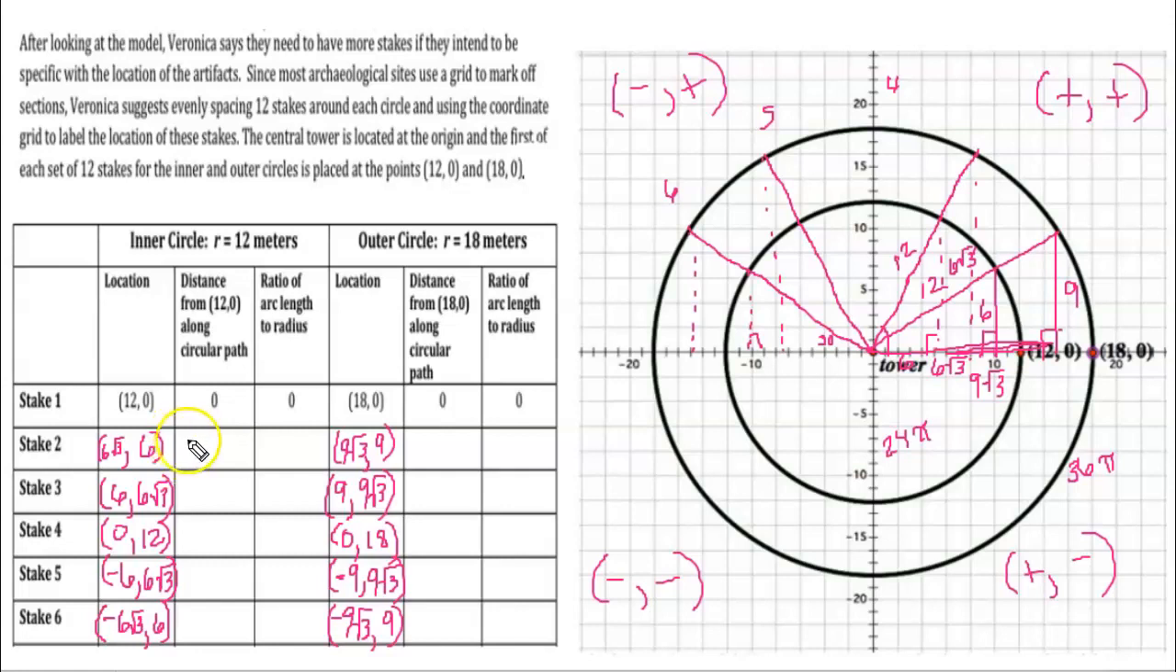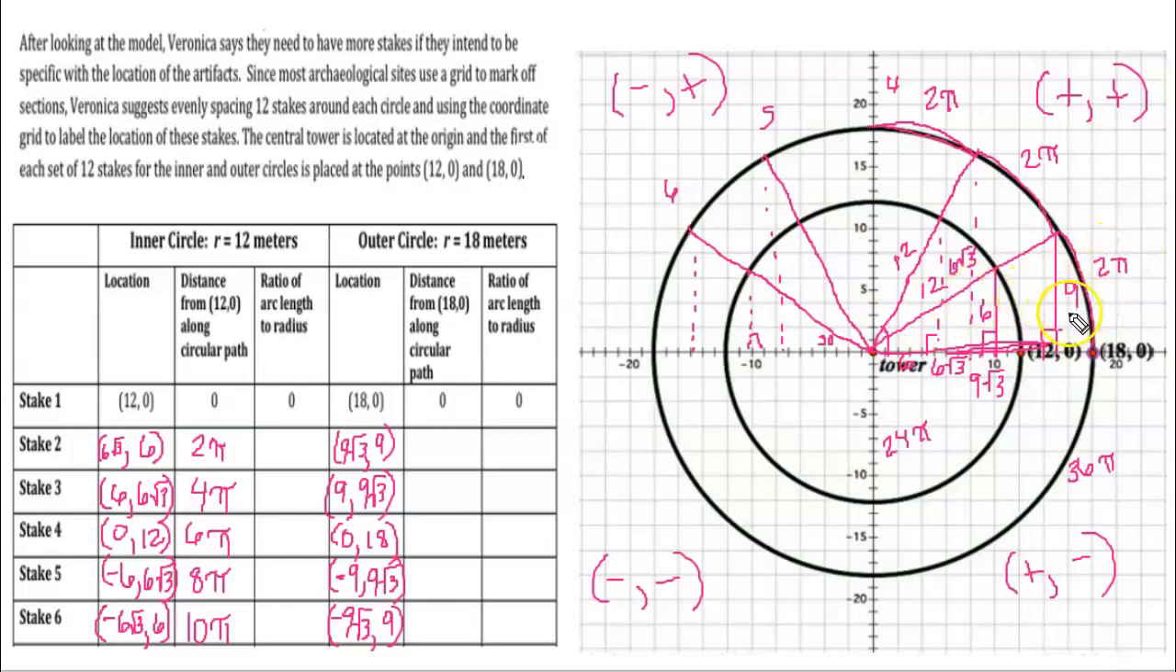So that means that it has a distance of 2 pi. And without overthinking it, if this length is 2 pi, that means all of the little lengths are 2 pi. So we don't really have to sit and do a lot of math to figure out what the arc length is going to be for the next one, because we're just counting by 2 pi lengths. So that means stake number 3 must have a distance of 4 pi. And stake number 4 would have to be 6 pi. And stake number 5 would have to be 8 pi. And stake number 6 would have to be 10 pi.